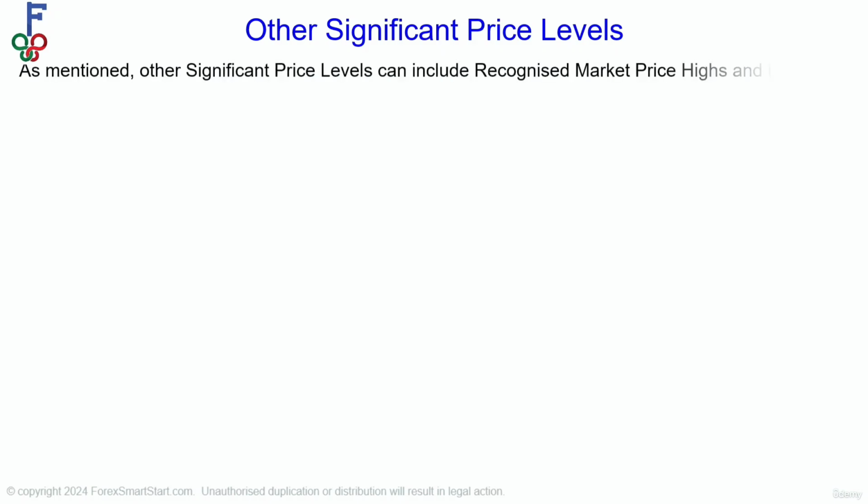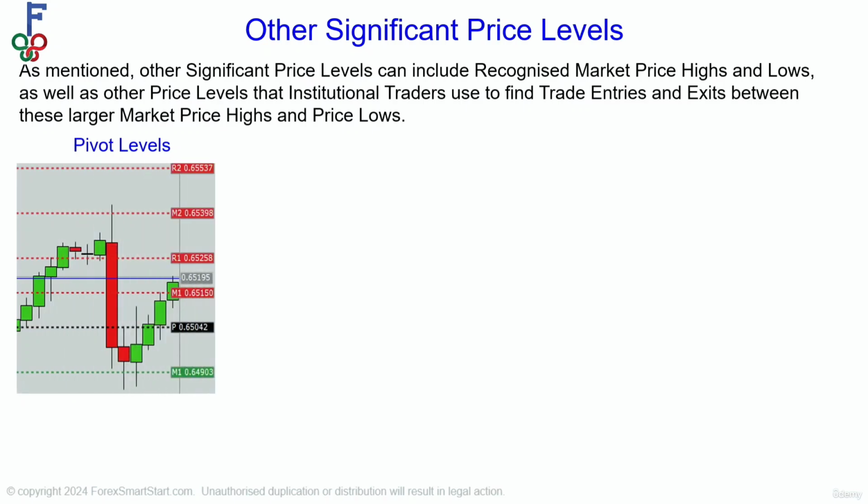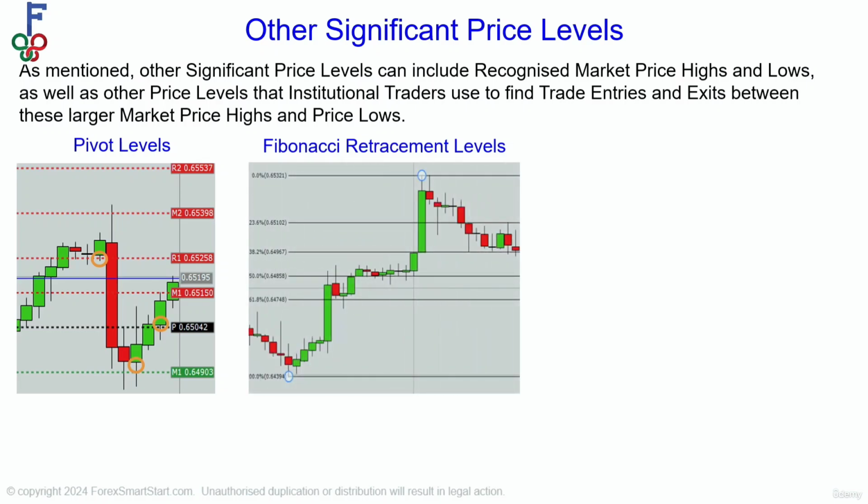Other significant price levels. As mentioned, other significant price levels can include recognized market price highs and lows, as well as other price levels that institutional traders use to find trade entries and exits between these larger market price highs and lows. They can include pivot levels, Fibonacci retracement levels, significant price swing highs and lows.